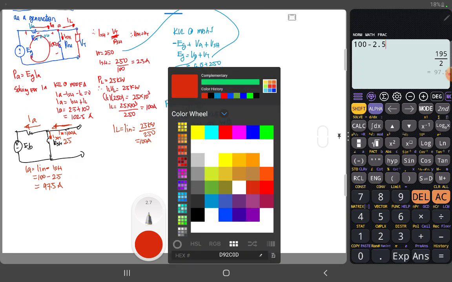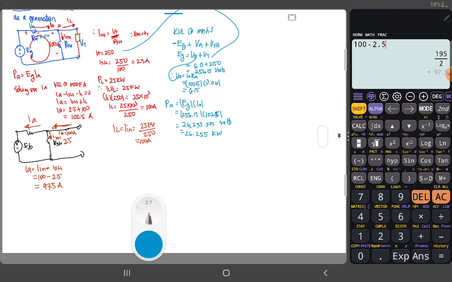Now next we take KCL at EG, taking note of the current direction. So we reverse this, right? So we have positive negative VA and then positive negative VT. So we'll have EB is equal to VT minus VA. In this case your VA will be equal to IARA, which is equal to 97.5 multiplied by your RA, which is 0.06.